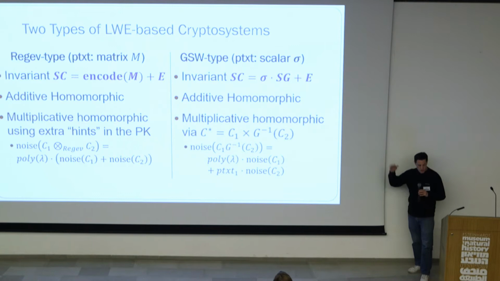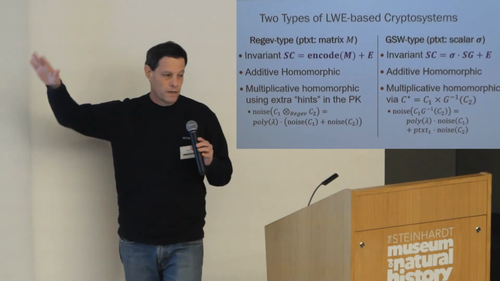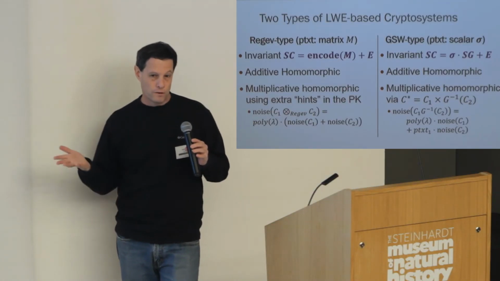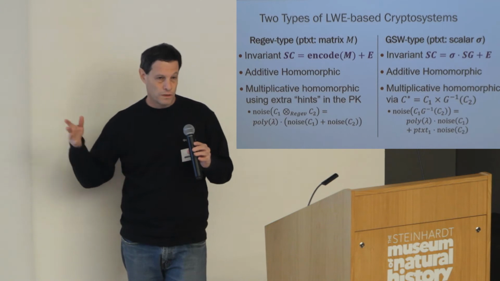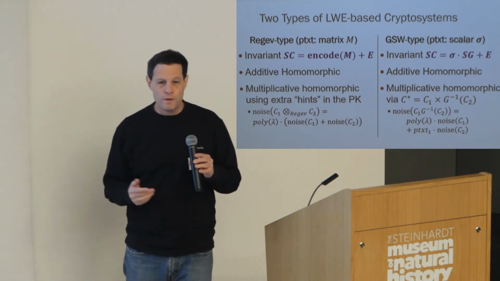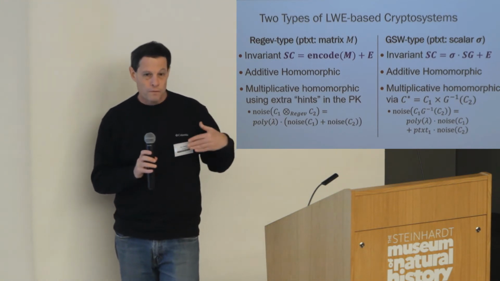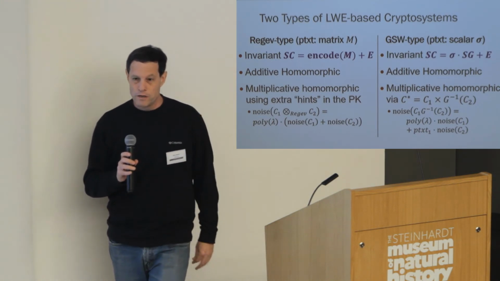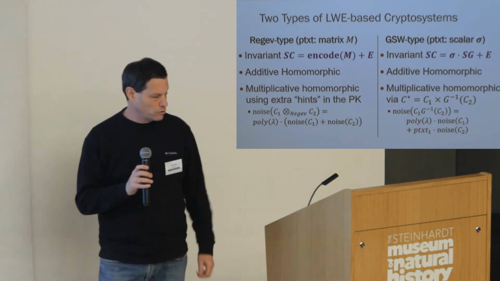So just in terms of properties, Regev is for matrices, GSW is for scalars. The invariants are different. They're both additively homomorphic in an obvious way as long as the noise doesn't grow too much. And they both turn out to be multiplicatively homomorphic. For Regev, it's a complicated way to do it. I'm not going to talk about it.